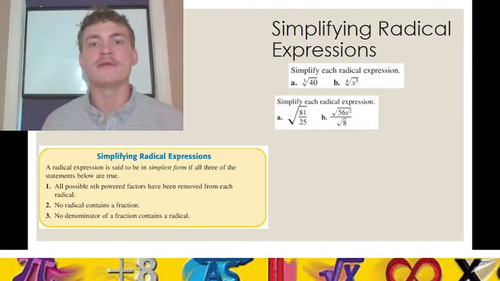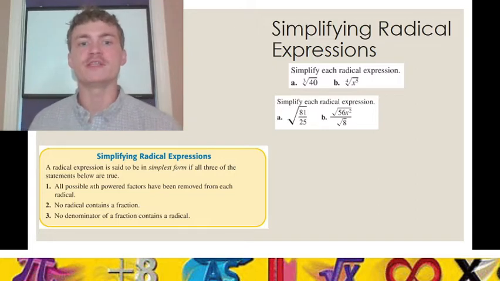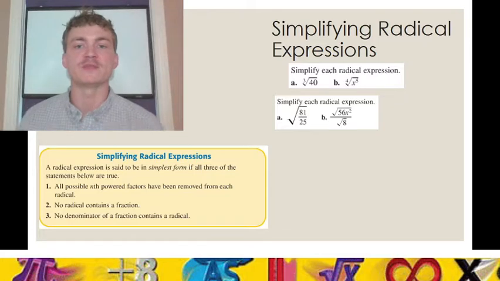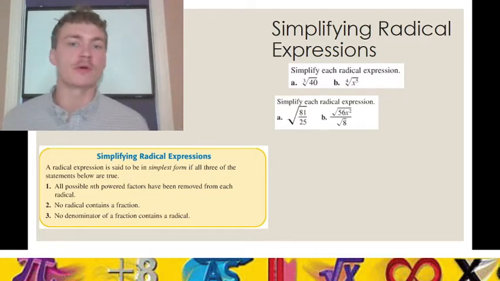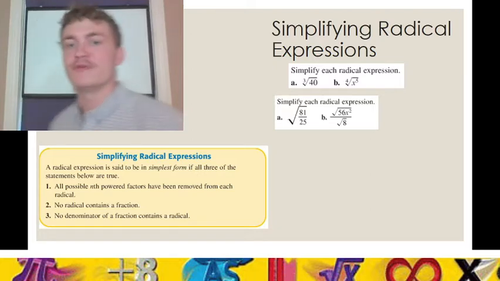With part A, we have the square root of our fraction 81/25. We see there, step 2 says no radical contains a fraction. If we want to simplify this expression, we need to break apart that fraction. The quotient rule for radicals says we can take the square root of the numerator and divide it by the square root of our denominator.